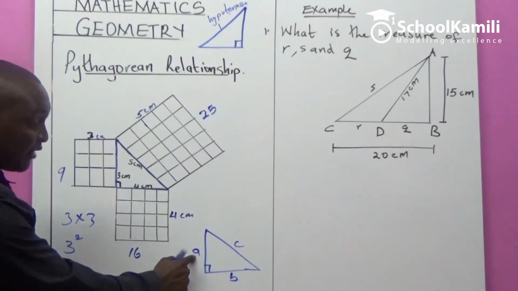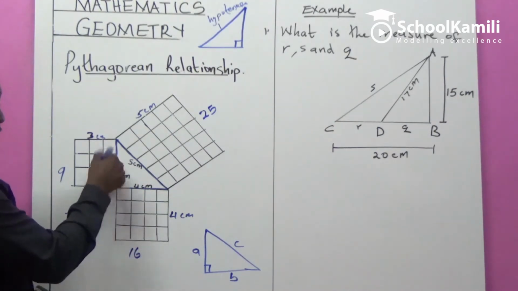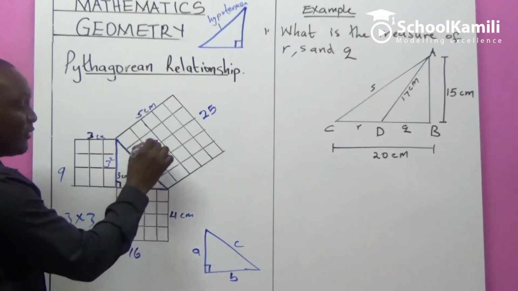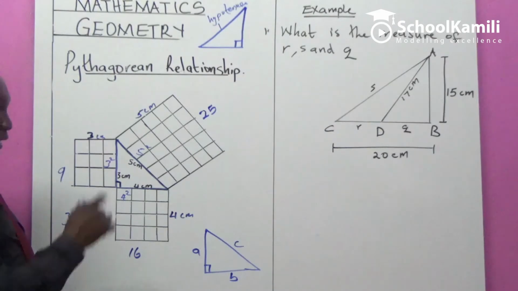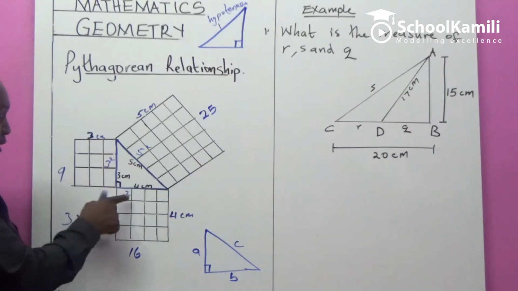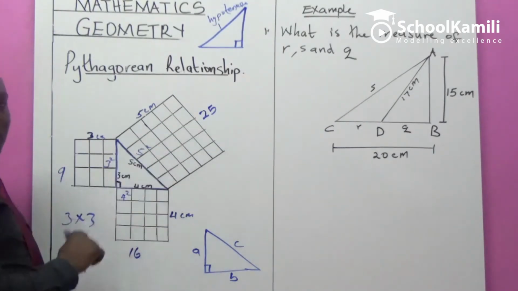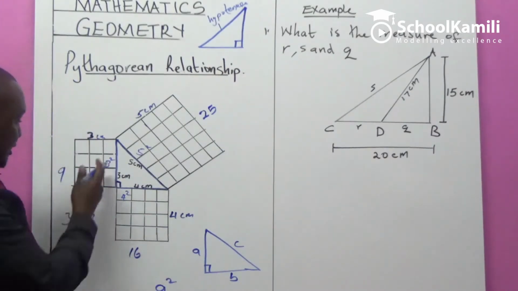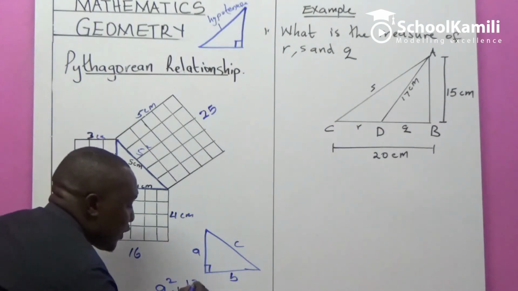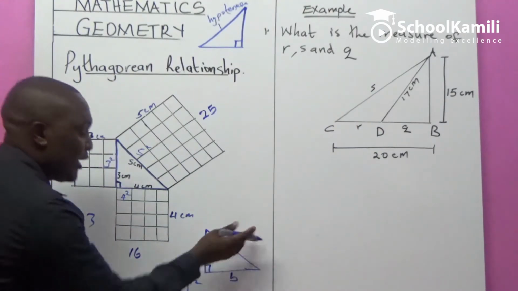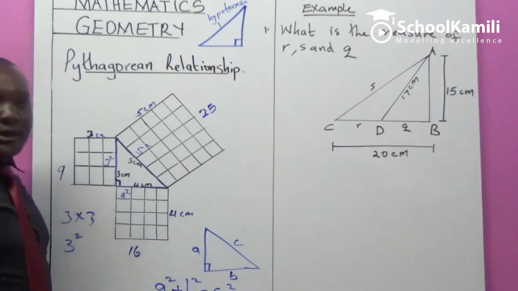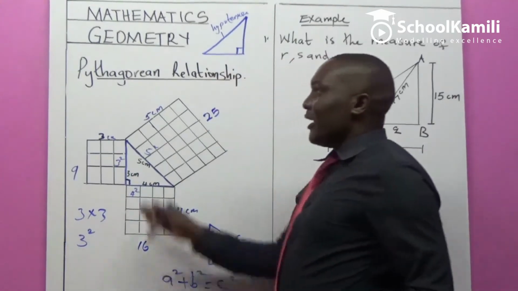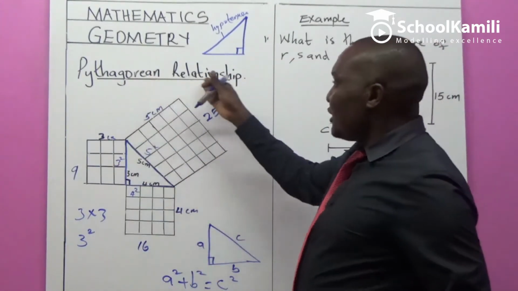So this side I had 3 squared, this one I had 4 squared, and this side I had 5 squared. You can see that 3 squared is 9, 4 squared is 16, and 5 squared is 25. So if this side is A, then A squared plus B squared will give me C squared. And this is what we are talking of, the Pythagorean relationship.